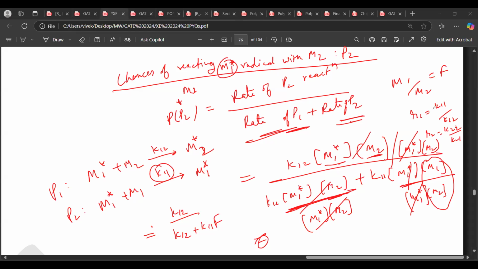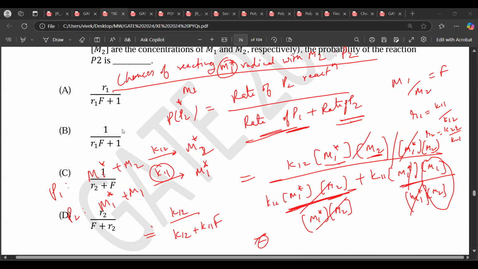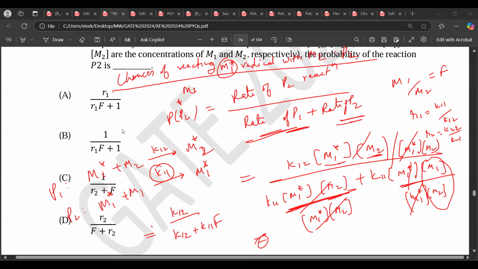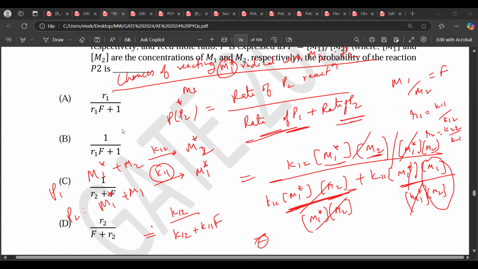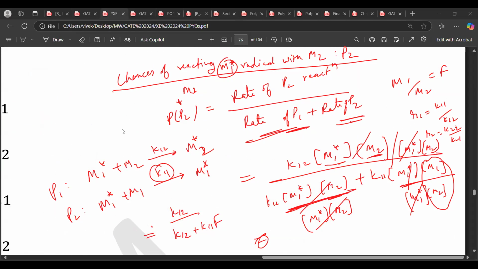Now I want to get it in terms of R1, right? My final option is in terms of R1, R1F, and 1, right? So I want in the denominator 1 or R1, or R2. That's my task, right? In the numerator, I want to get either 1 or R1 or R2. So how can I get R1 and R2 or 1, whatever?